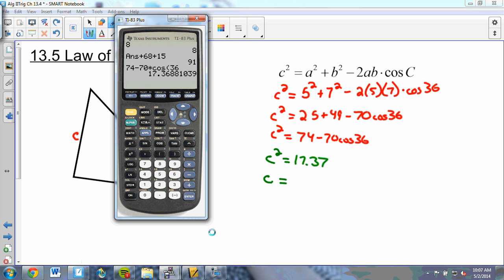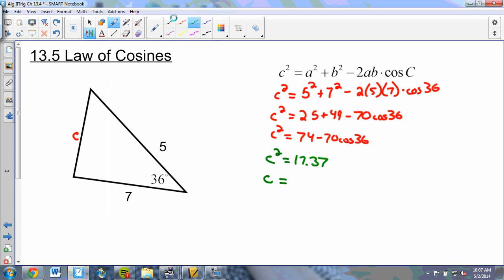Then I do the square root of that answer, and I get 4.2. So c is about equal to 4.2. Here's the best thing about the law of cosines: you only have to do it once.